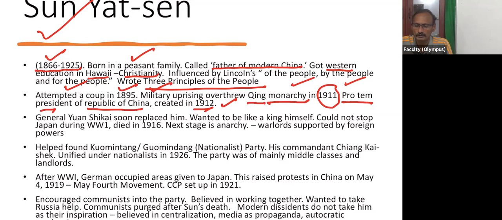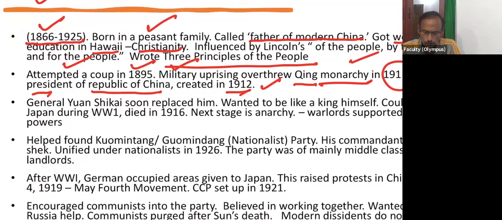So what happened in 1911 was a very important development in the history of China, because for the first time a republic was set up. Monarchy was overthrown. But that turned out to be short-lived, because one military man, General Yuan Shikai, soon replaced him.